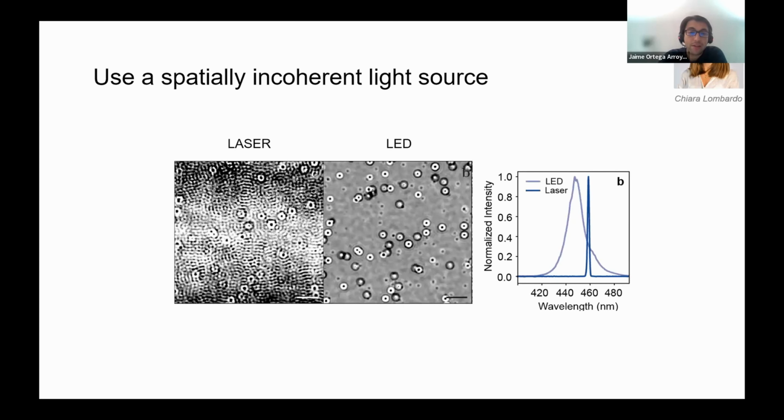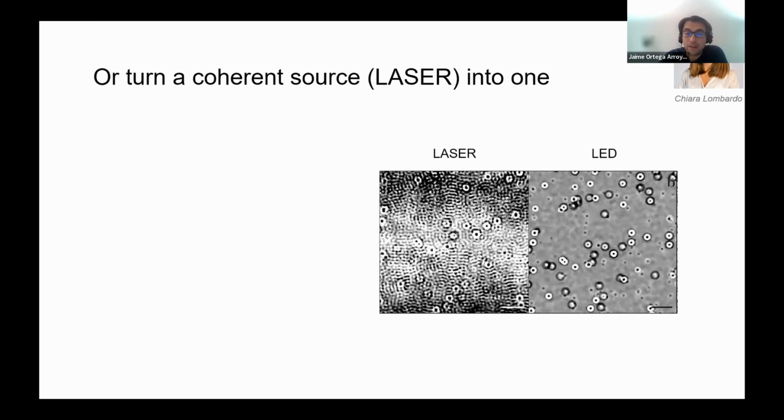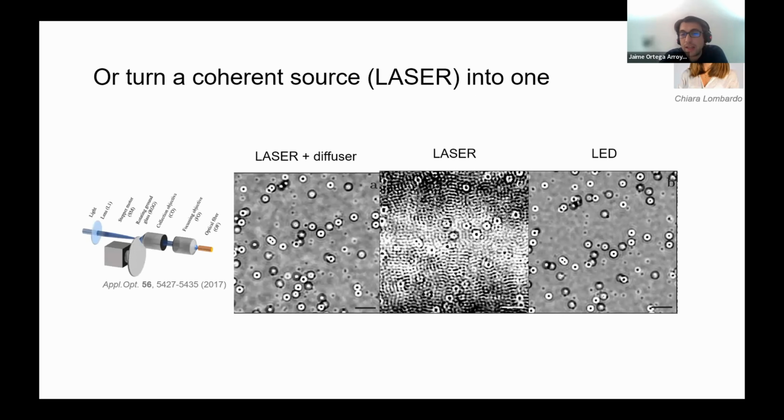And so you might raise the issue, well, okay, if I work with an LED, my power is going to drop a lot, so I might suffer in sensitivity. Well, actually, you can turn your laser into a spatially incoherent one by just coupling your laser and passing it through a rotating diffuser. And you can get the same quality of image as before, as with an LED.